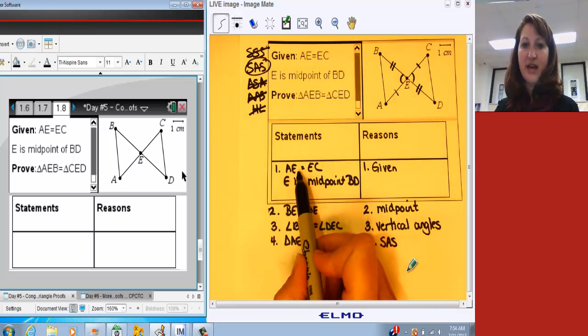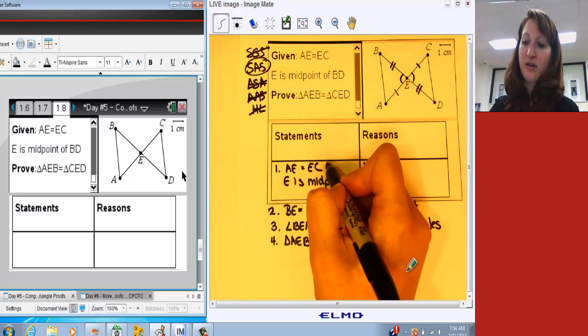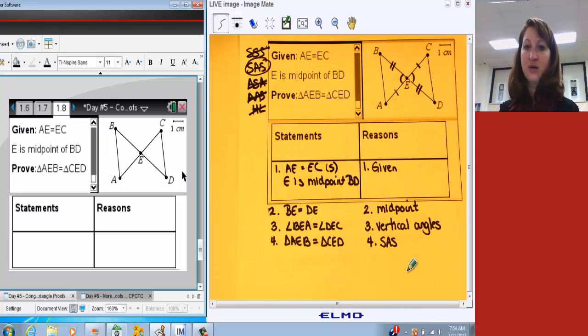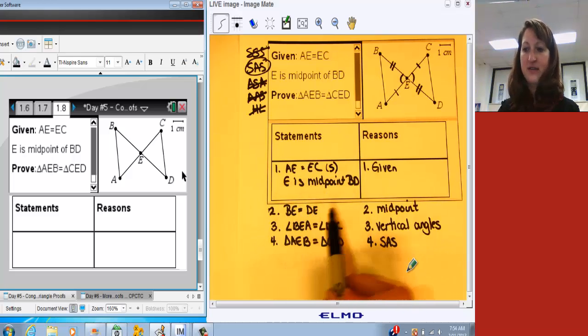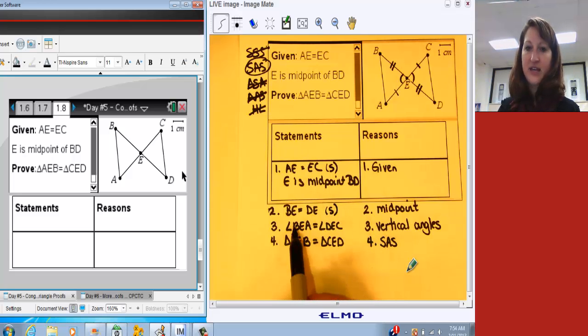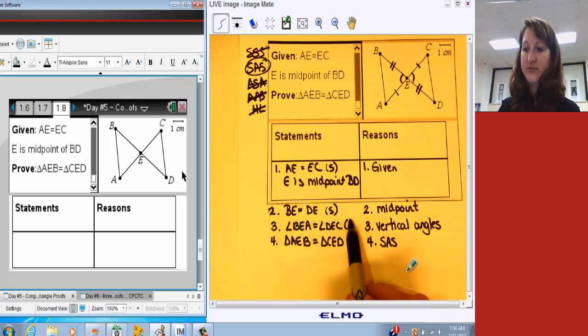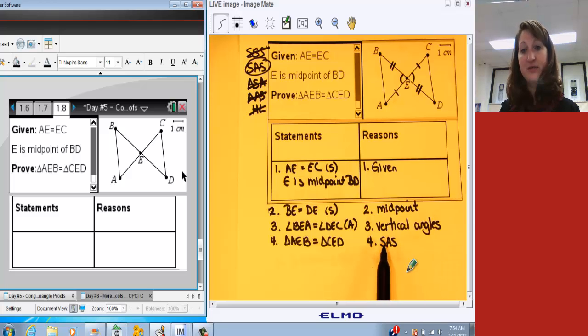So right here is an equal sign. That shows that I have a pair of sides equal. There's no equal sign here, so I can't use that. Here I have another pair of sides, and here I have a pair of angles. So I do have the three things: pair of sides, pair of angles, pair of sides.